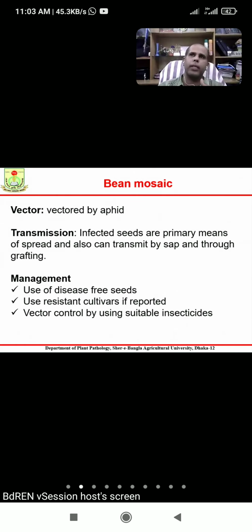through the grafting. I mean, if the scion is infected, it will go to the rootstock, and if the rootstock is infected, it will go into the scion. That means it can cross the graft, and that can disseminate it in this system. How can we manage?